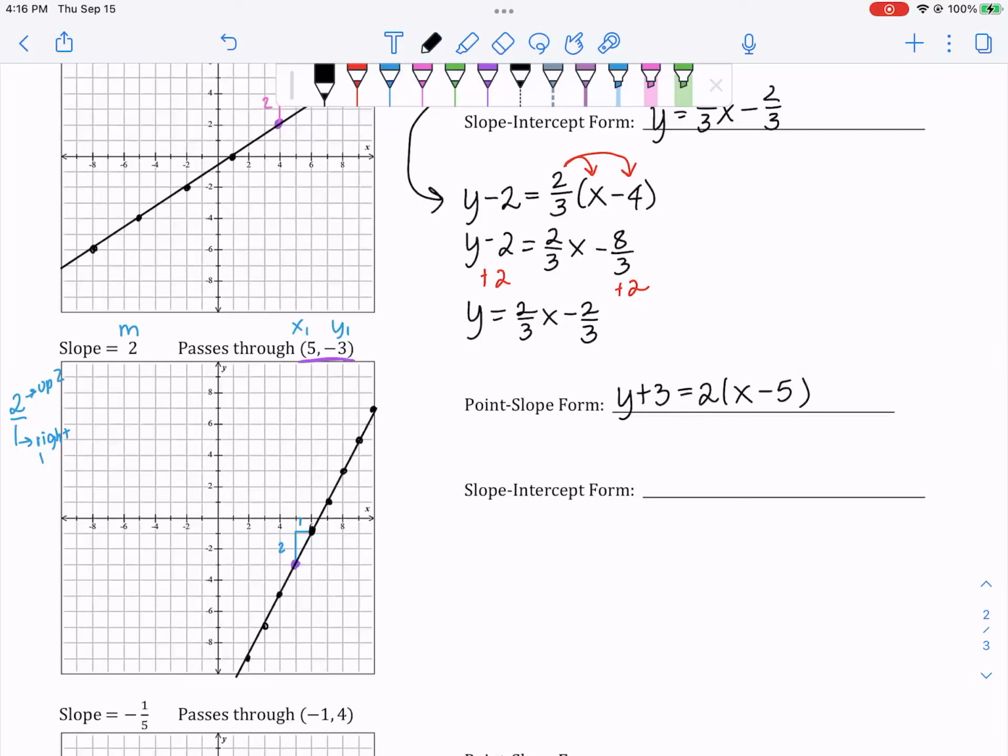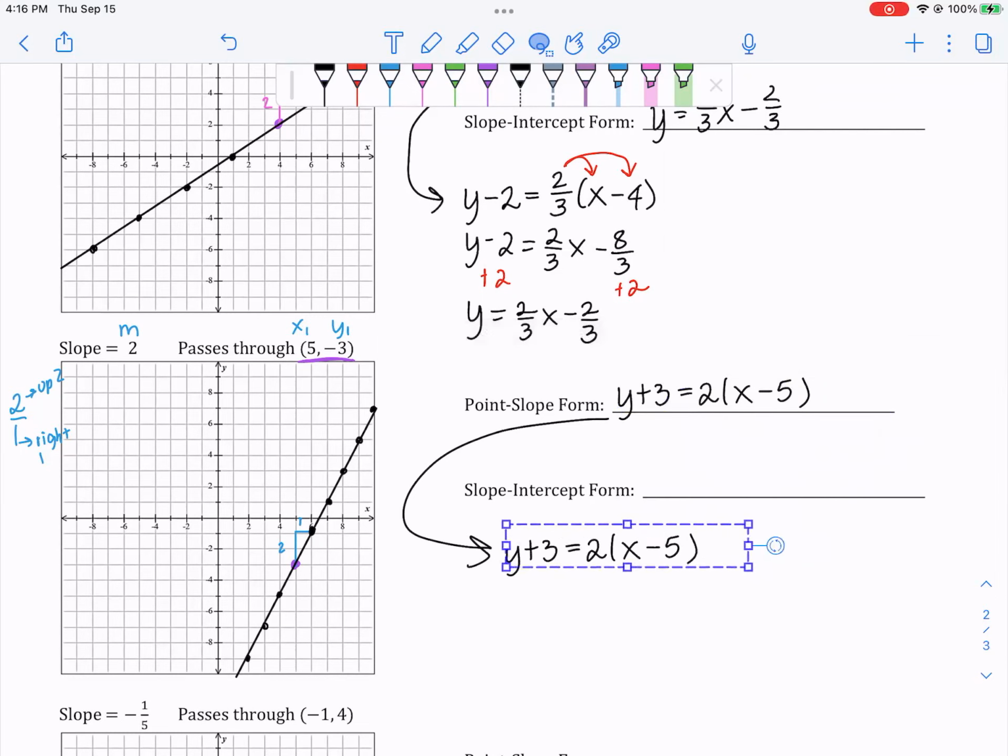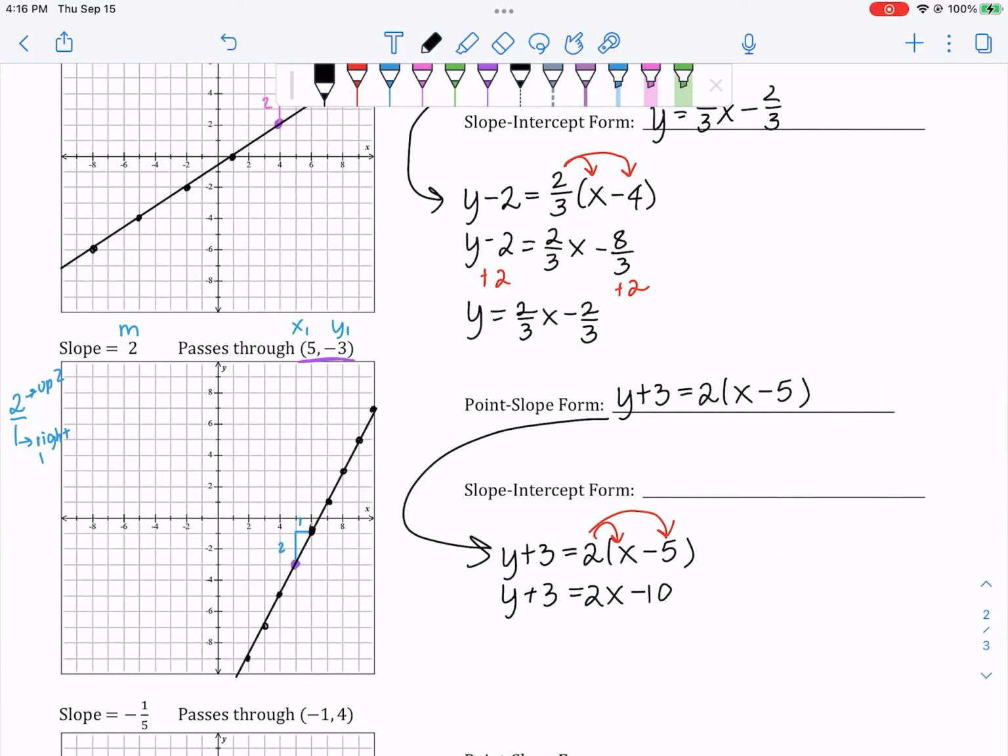That's the point-slope form. For slope-intercept, we're taking this equation and solving for y. Distribute the 2. y plus 3 is equal to 2x minus 10. And then we are subtracting 3 on both sides. So we have y equals 2x minus 13.